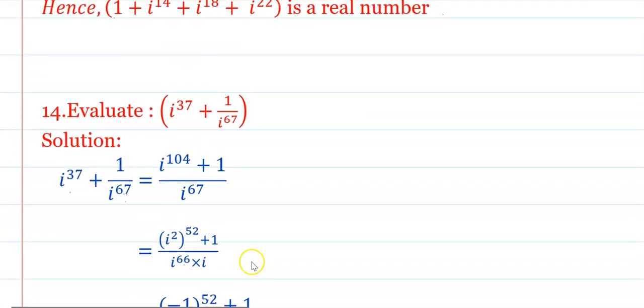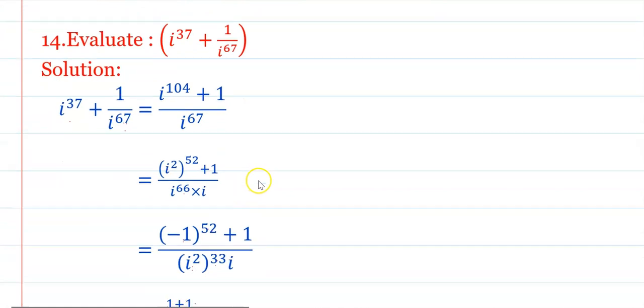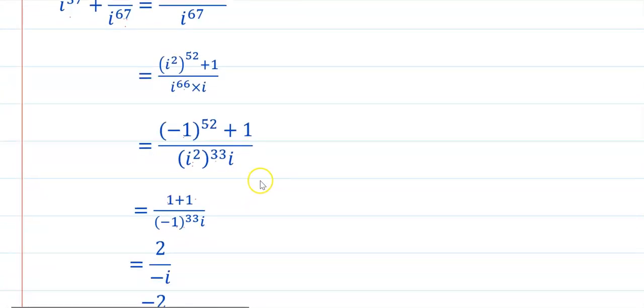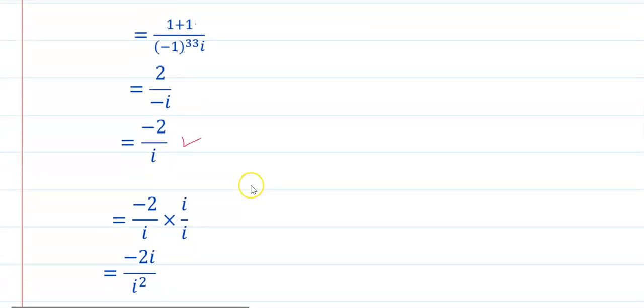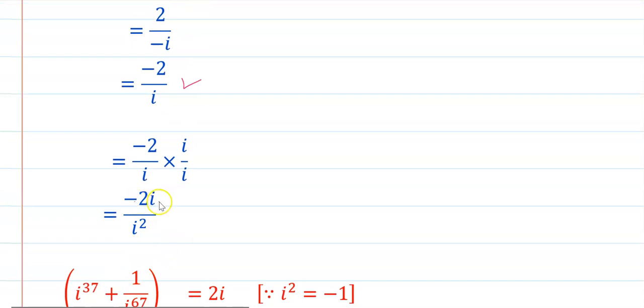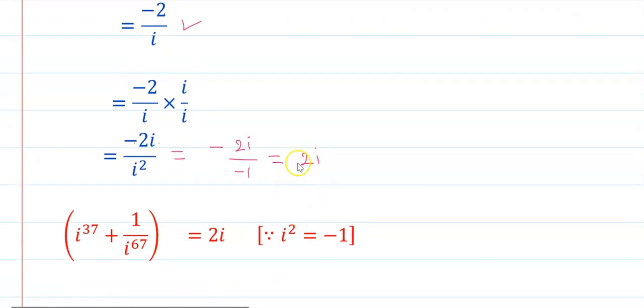Okay, बघू शकताय तुम्ही, नॉर्मल सिम्प्लिफिकेशन आहे. Okay, minus 2 upon i. पुन्हा simplification: minus 2 upon i, multiply numerator and denominator by i into i, you are getting i square. Okay, i square is again minus 1, so minus 2i upon minus 1, and overall you are getting 2i. This is the answer.